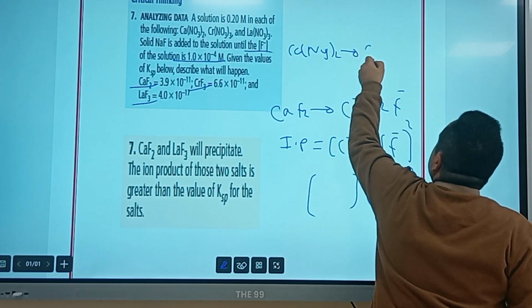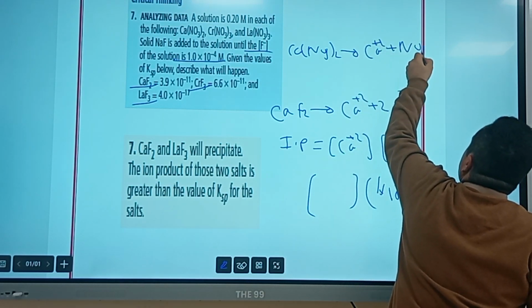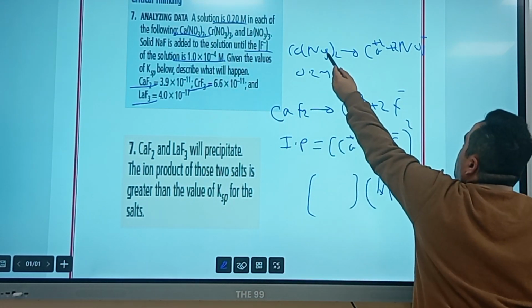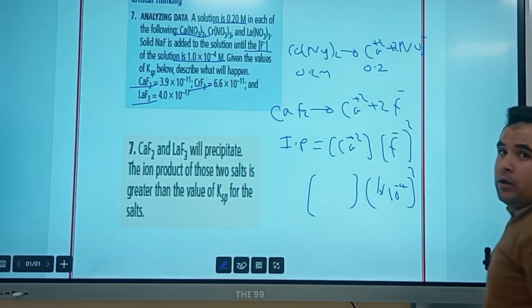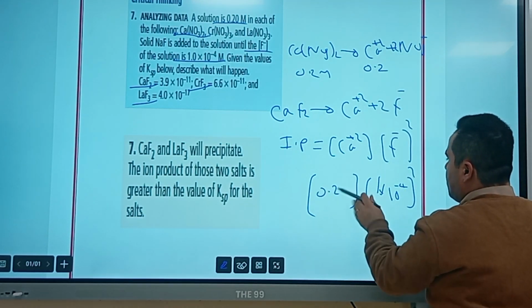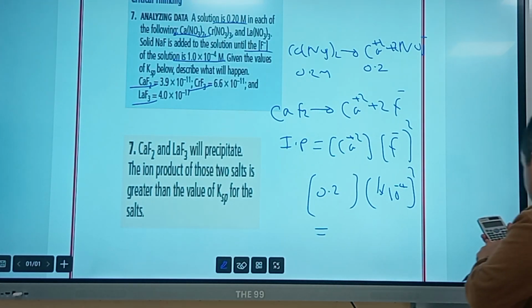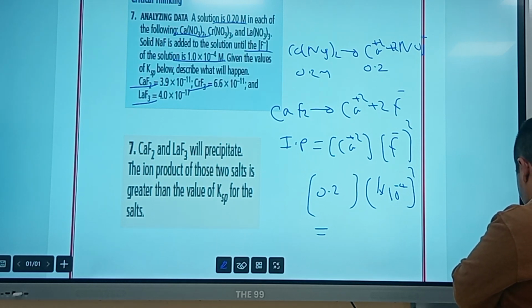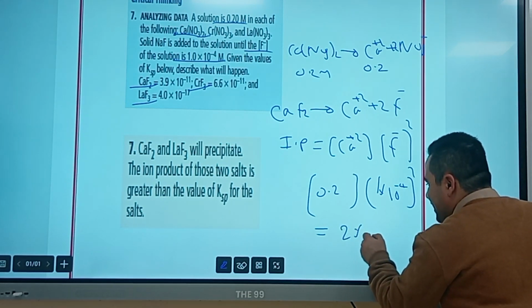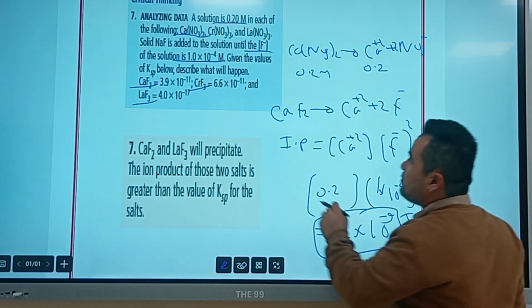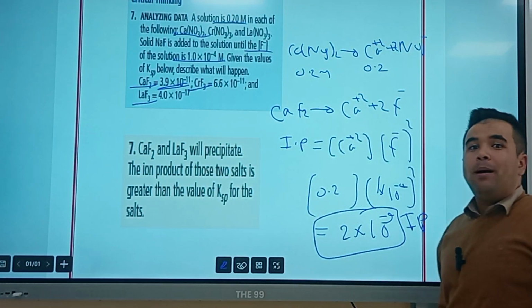CaNO3 by 2 produces Ca positive 2 plus 2NO3. Its concentration is given as 0.2 molar. If 0.2 molar of this is given, this is equal to 0.2 molar of Ca. So 0.2 molar multiplied by (1/10 to the power minus 4) gives the IP, which is 0.2 multiplied by (1/10 to the power of minus 4) squared, equals 2/10 to the power minus 9, guys. This is the IP. Compare this IP with the KSP, which is given as 3.9 10 to the power minus 11.